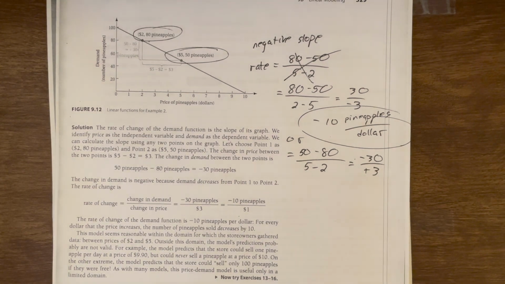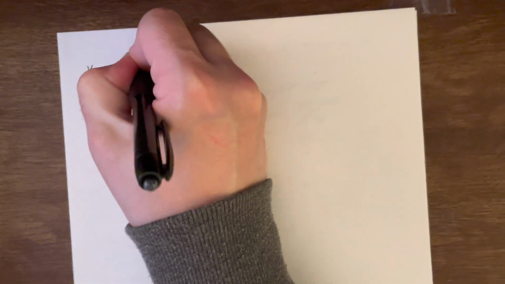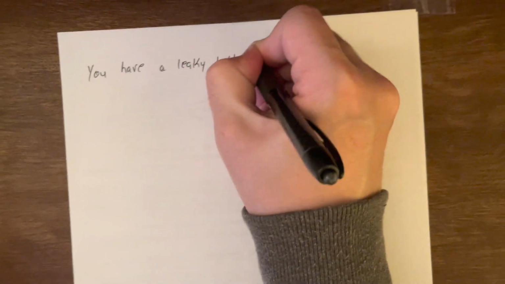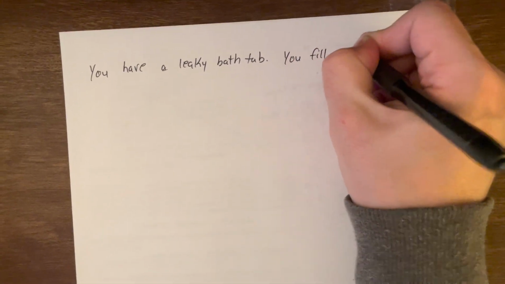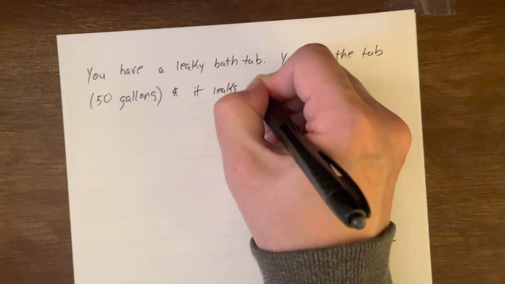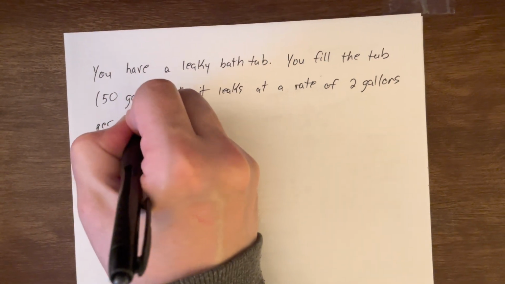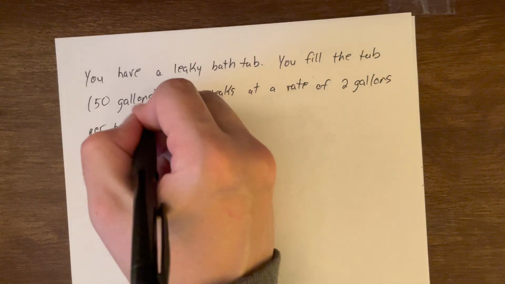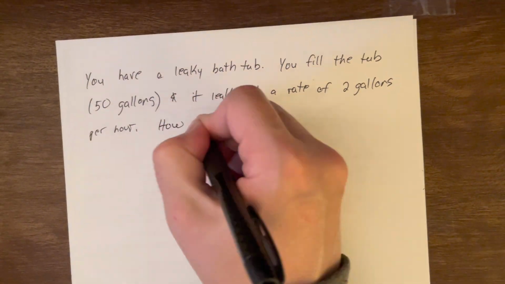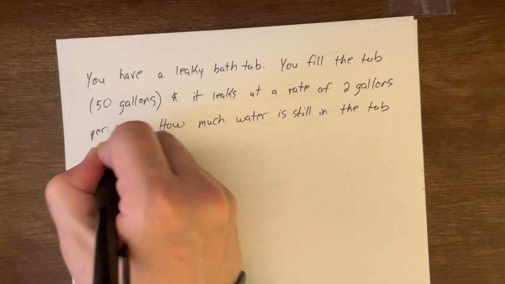But now let's take another look at this, and let's try and set up our own model similar to what the book did with this elevation problem. Let's make up our own problem, and let's look at a leaky bathtub. You have a leaky bathtub. You fill the tub, and it's a 50-gallon tub, so you put 50 gallons of water in your tub, and it leaks at a rate of 2 gallons per hour. I'm just going to jump in and ask a question, kind of like what we did with the elevation problem. I'm going to ask, how much water is still in the tub after 6 hours have passed?